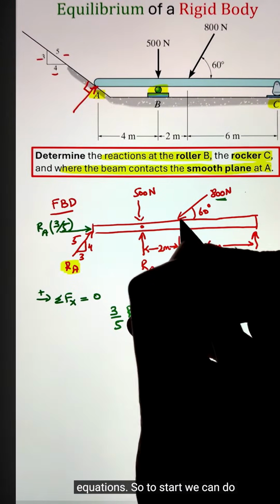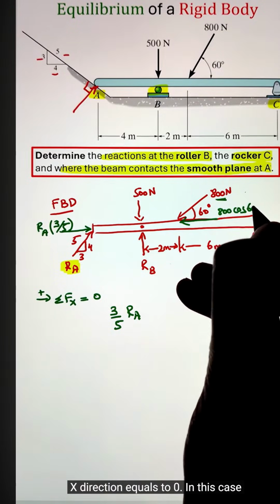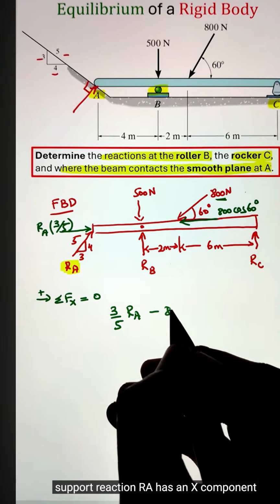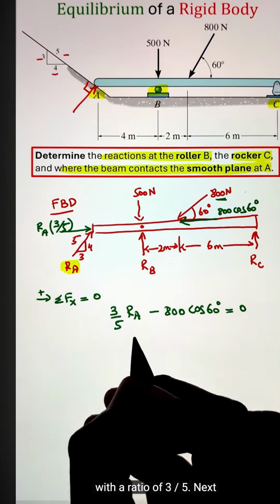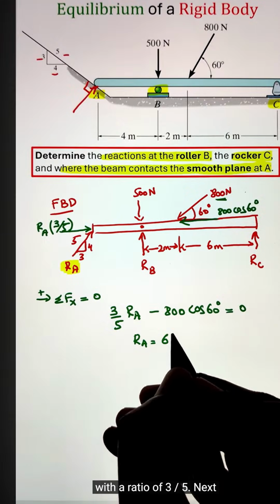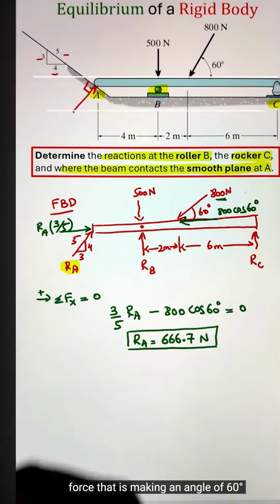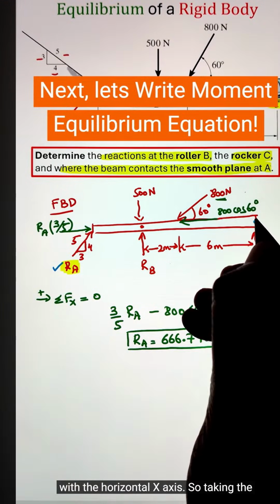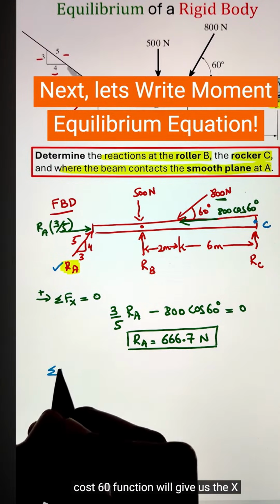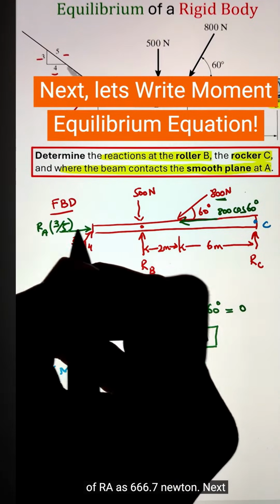To start, we can do summation of forces along the horizontal x direction equals 0. In this case, support reaction Ra has an x component that we can calculate by multiplying it with a ratio of 3/5. Next, I have an x component of the 800 Newton force that is making an angle of 60 degrees with the horizontal x-axis, so taking the cos 60 function will give us the x component. Simplifying, we get our value of Ra as 666.7 Newton.